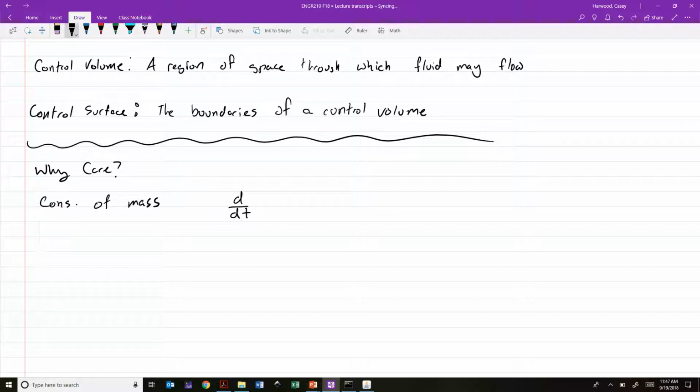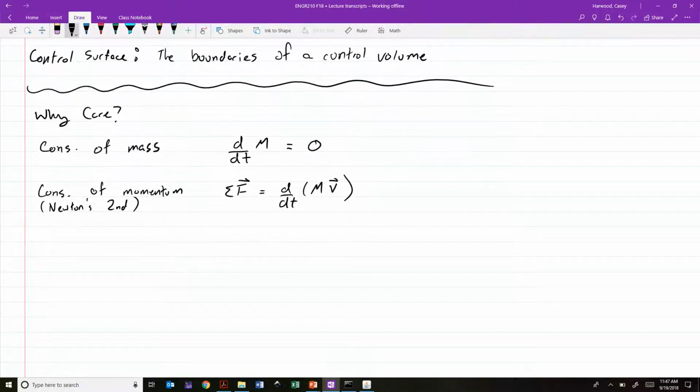the proper time derivative of m, the mass of something, is equal to 0. Conservation of momentum, which is known as Newton's second law of motion, says that the sum of the forces on something is equal to the time rate of change of the momentum of that something. And then conservation of energy, which says that the time rate of change of total internal energy is equal to heat transfer in minus work out. Okay.